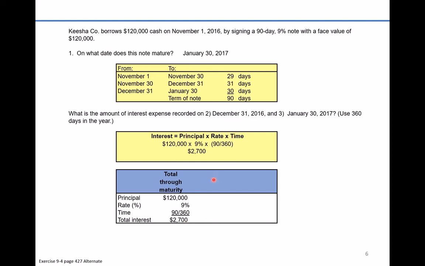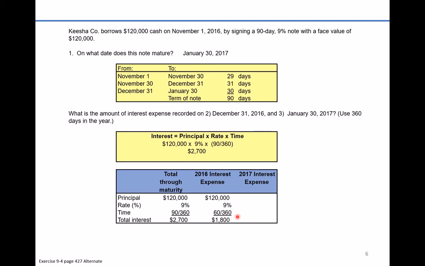So we need to figure out not what interest is really for the entire 90-day period of the note, do we? No, we need to figure out just for the 60 days that it's outstanding for 2016. So we're just going to do another chart very similar to this, and this time we're going to take the 120,000 times that same 9% interest rate, but look what we're going to do on the time. We're not going to take it for the 90-day period. How many days are we going to have it outstanding in the year of 2016? 60. So it's going to be 60 over 360. And that'll give us total interest of $1,800.